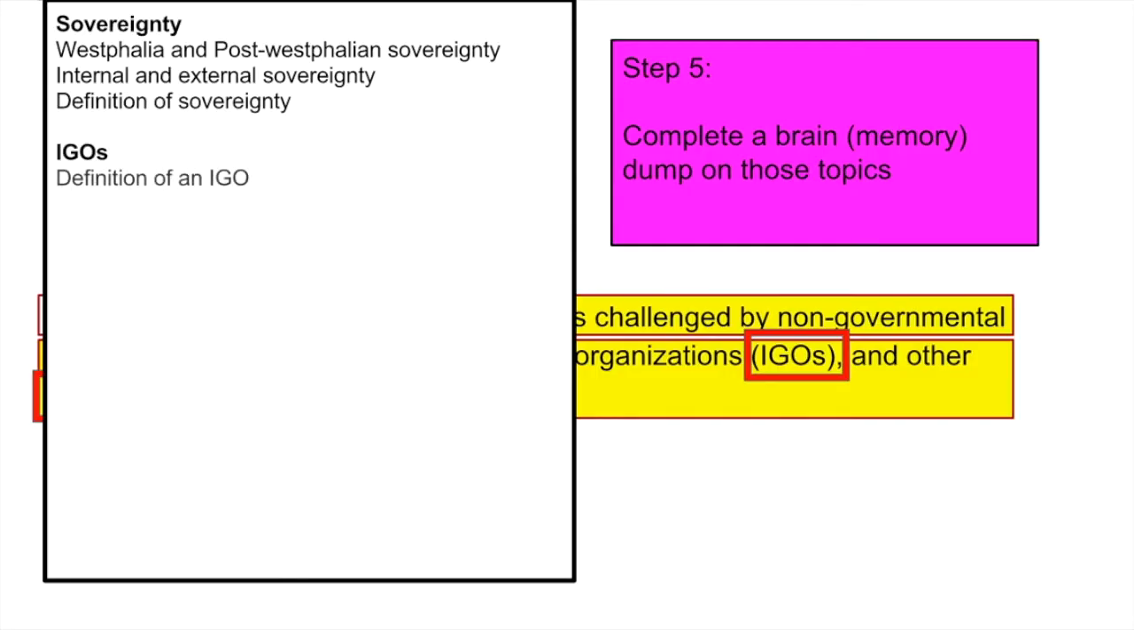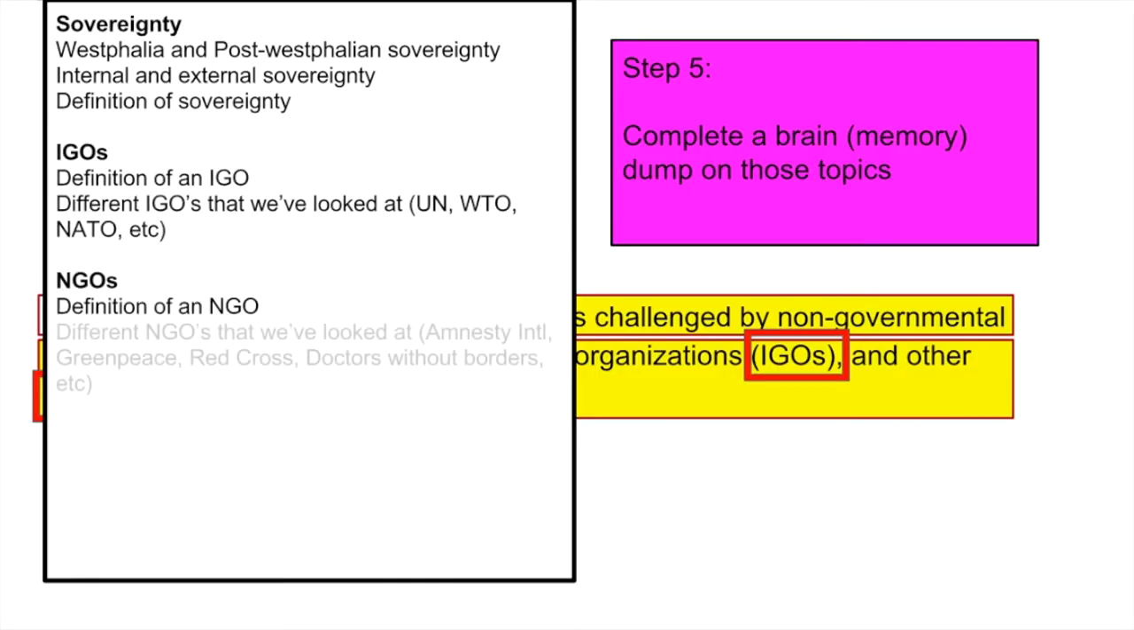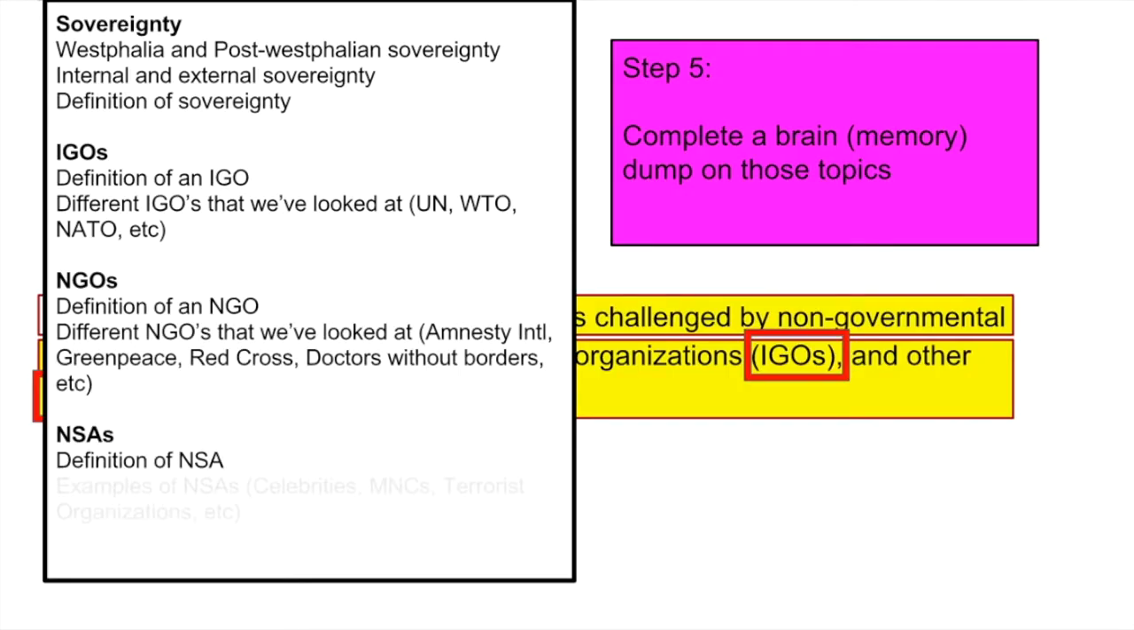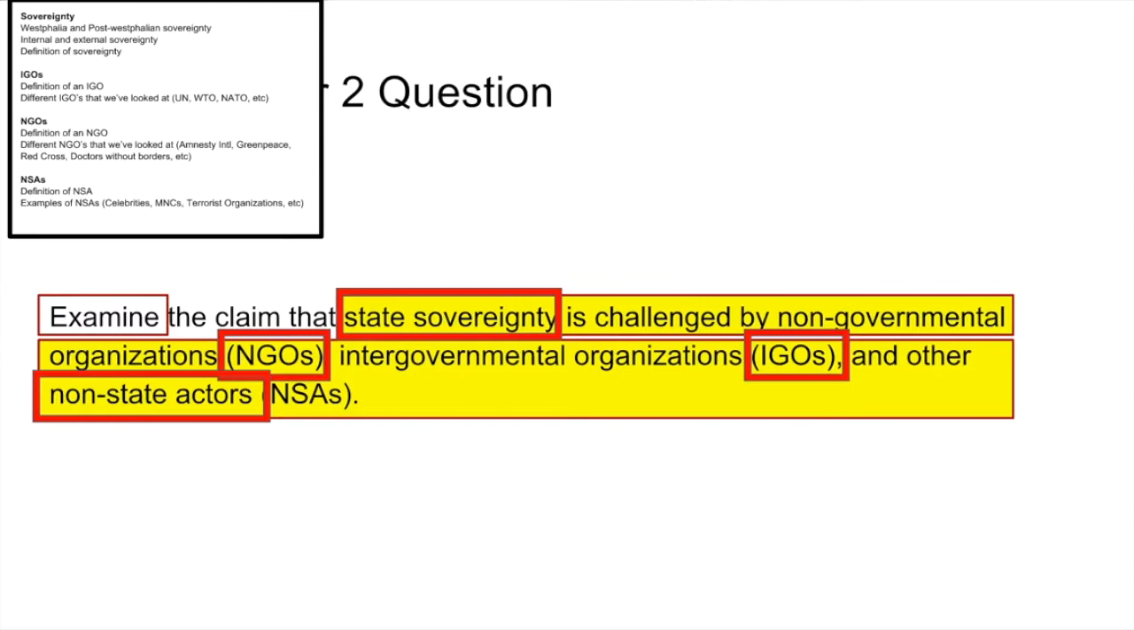I'd go over IGOs. What is an IGO? Maybe a couple examples of IGOs that we've looked at. Same thing with NGOs. Same thing with non-state actors. What did we look at? Any examples I can think of. So I've basically written out quickly as much as I can remember about those content areas. That way I have a little cheat sheet in a way. And you can actually write this on the exam.